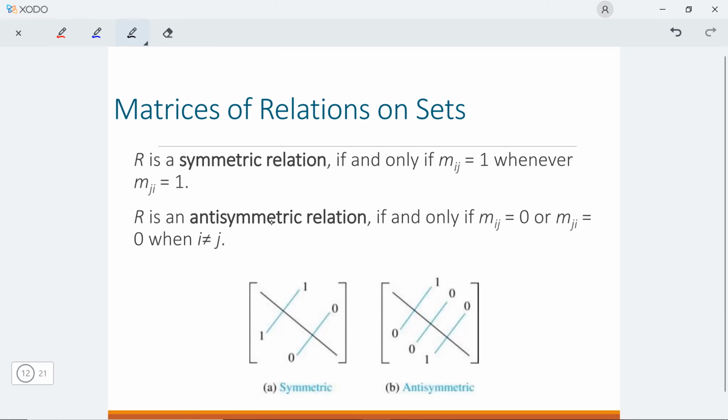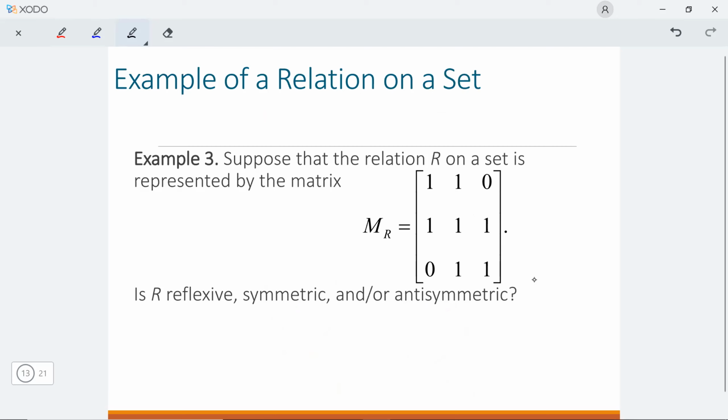This is because of the definition of the antisymmetric relation: if AB is in the relation, then BA should not be in the relation. So we don't care about the hypothesis. If AB is not in the relation, we don't care about it. We only care about AB in the relation, which has the position equal to 1. Then we care that BA is not in the relation. So in the matrix, it means this equals 0.